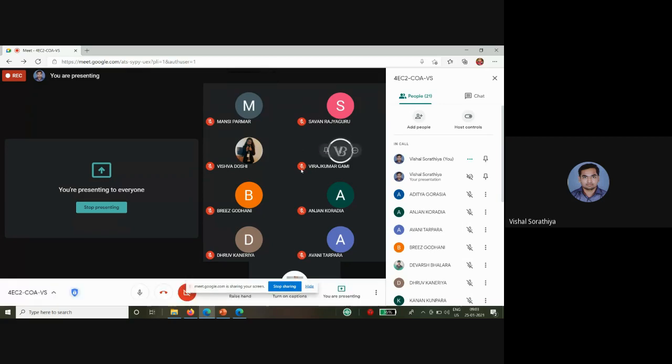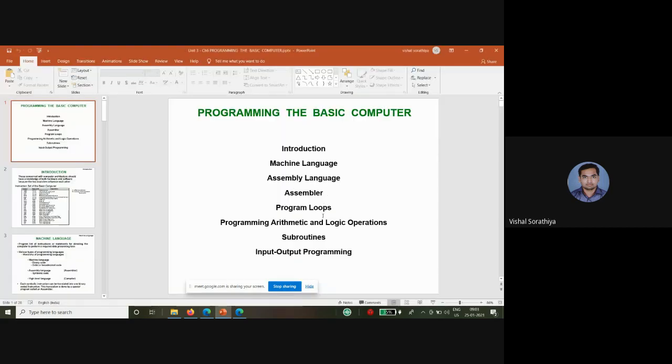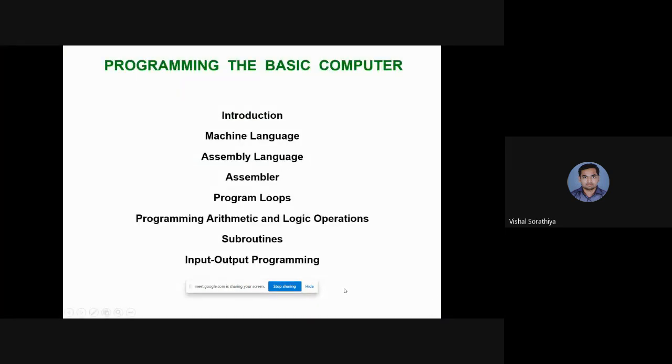Okay, so I think this screen is visible to everyone. Let's slowly start. Today we are going to start with chapter number 3. In chapter number 3, we are going to discuss the programming of the basic computer.